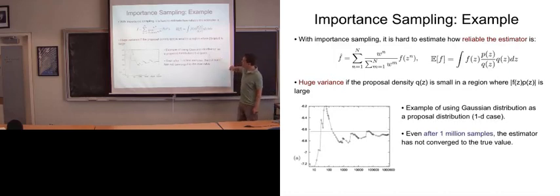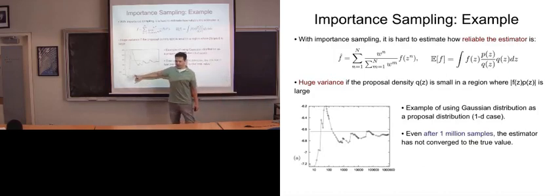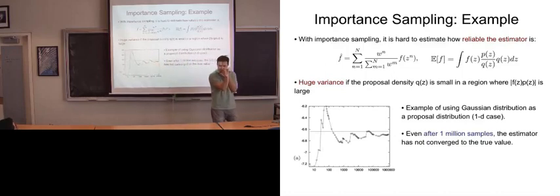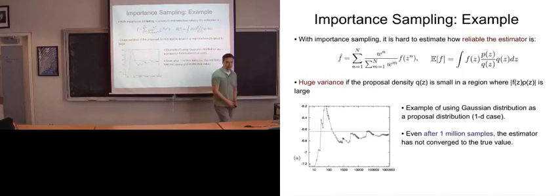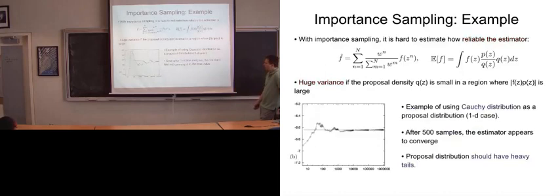This is using a Gaussian distribution as a proposal in the 1D case. This is the number of millions of samples. So, you sample initially, the estimator goes up and down. Here it looks like it's converging. Right? And this is the truth. And then again, here it looks like it's converged. There's a lot of samples where you look at the averages, it looks like it's stable. And then again, it just diverges, right? So that's one of the biggest problems, how to come up with a good proposal distribution.